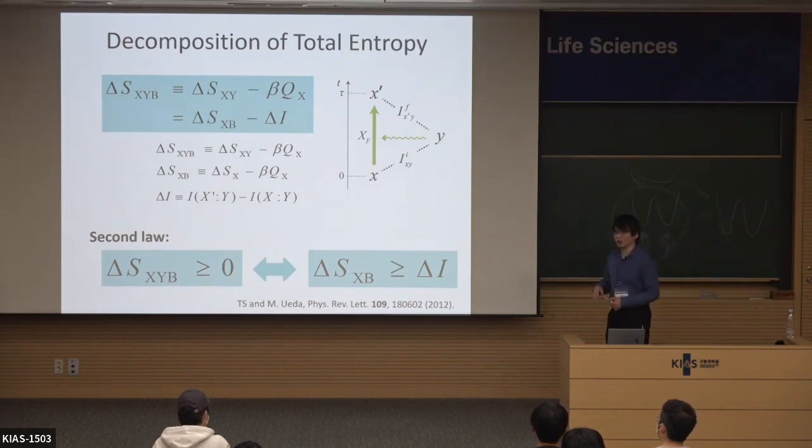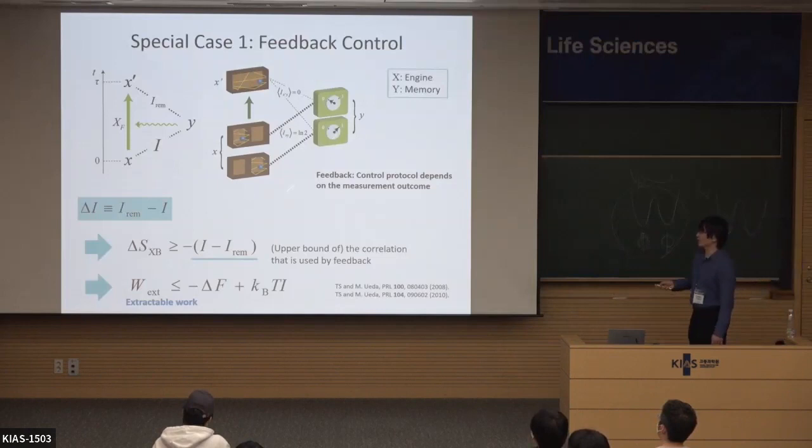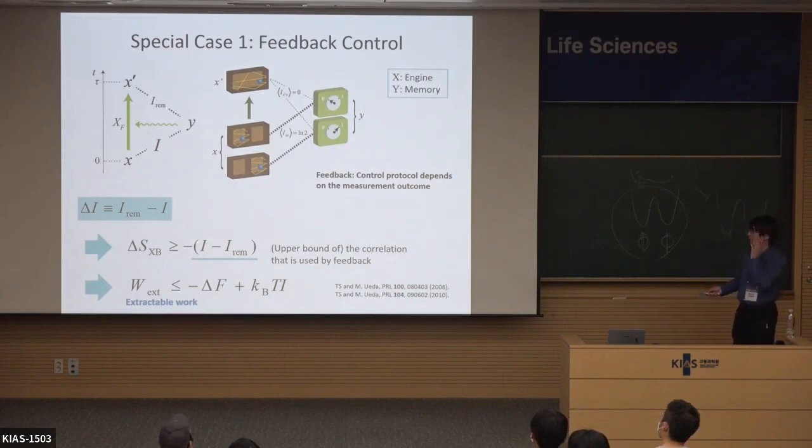Okay, so this is case one. This is a feedback process. In this case, we have the initial correlation that is in general given by mutual information I, and we have in general some remaining correlation in the final step. Then by applying the general inequality here, we can derive that the work extraction is given by the free energy difference and the mutual information. So this is essentially from this mutual information term.